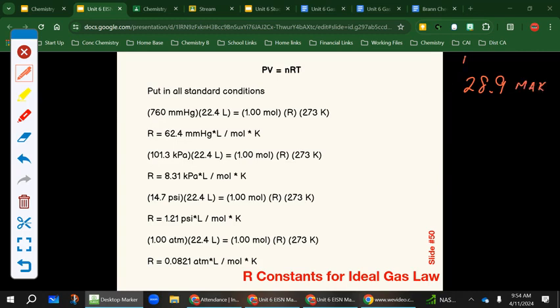So this is our pressure. Okay. So what did I just set up?